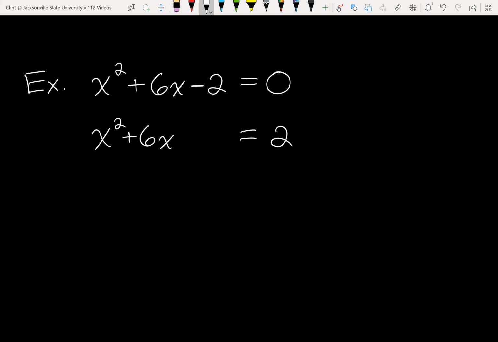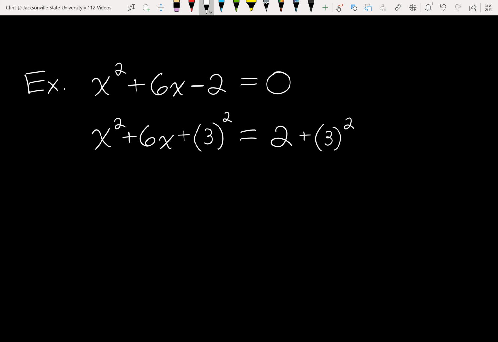Now we want to add b over 2 squared to both sides. So plus, our b is 6. 6 divided by 2 is 3. So we're going to add 3 squared to both sides. Plus 3 squared.